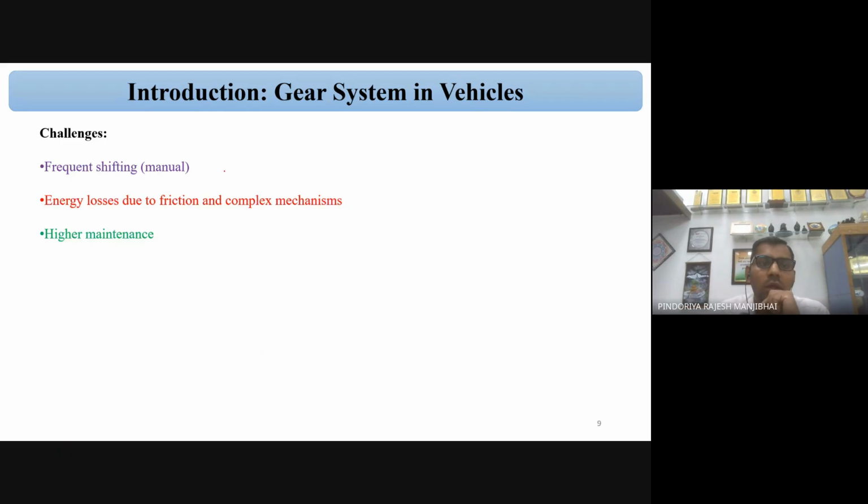Challenge: frequent shifting in the manual transmission system. We have to frequently change the gear, maybe within 10 seconds, maybe 20 seconds, maybe sometimes 1 minute, correct? So because we frequently change the gear system, there may be wear and tear effects, correct? So there are losses and we have to do regular maintenance and regular service.